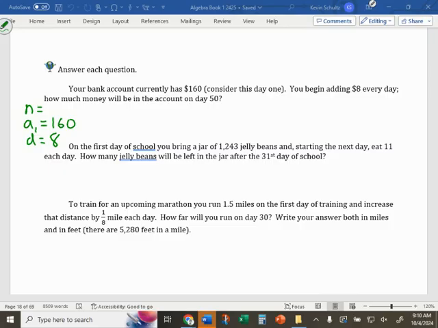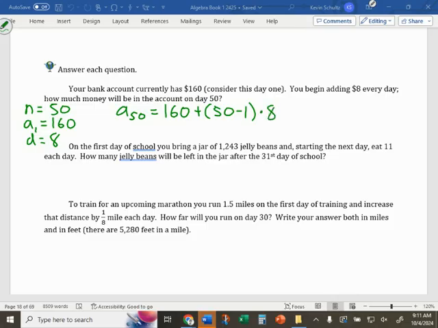What does that represent? N is the only variable left, right? But we are projecting. We're on day one, and 50 days from now, what will the account balance be? So, we are looking for the 50th term, A50. The 50th term equals where we start, A1, 160, plus N minus 1, or 50 minus 1, times 8.